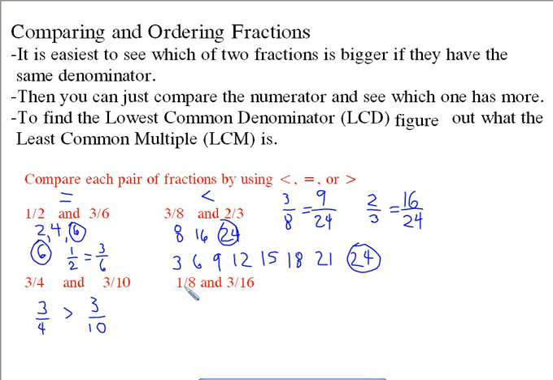And 1/8 or 3/16. Again, 8ths and 16ths. Let's figure this out. 16 is going to be the least common multiple. So 1/8 as 16ths is going to be 2/16. So 1/8 is going to be less than 3/16, because it's 2/16.